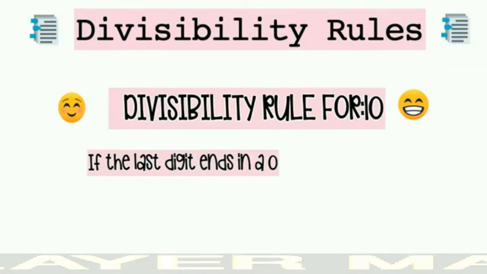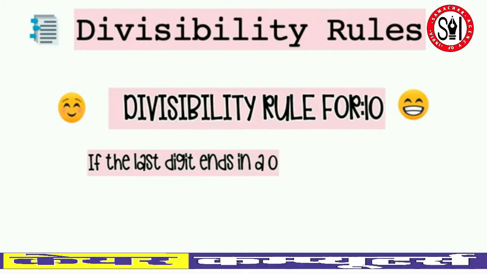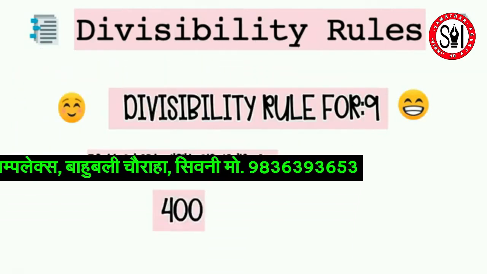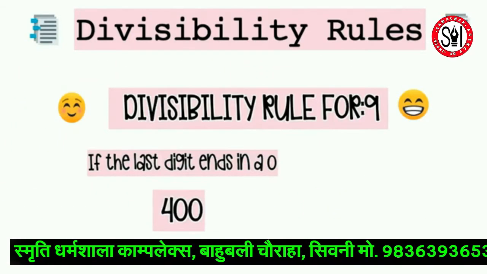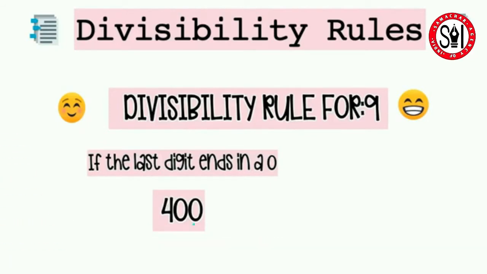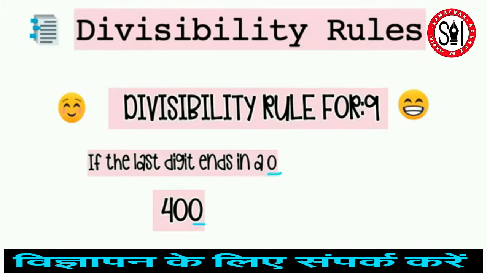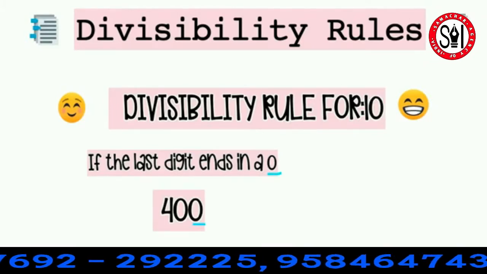Now we're on to the last one, the divisibility rule for number 10. And it is if the last digit ends in a 0. So let's take 400 as our example. And let's look at the last digit. The last digit ends in a 0. So therefore, 400 is divisible by 10.